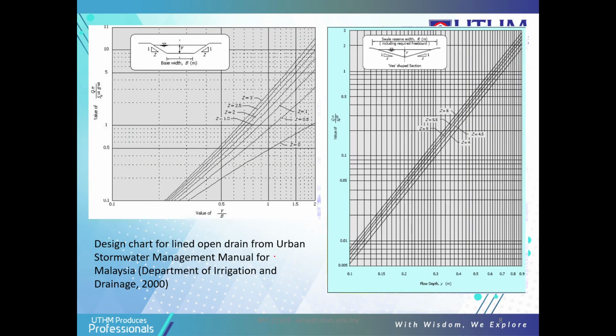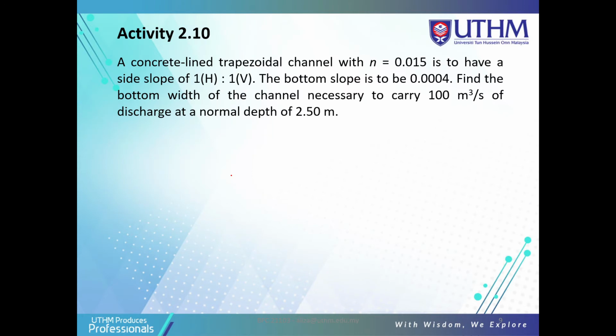Okay, so this is the design chart for lined open drain for urban stormwater. This is what JPS, the Department of Irrigation and Drainage, uses to design the open lined drain, the trapezoidal and the triangular. So this is the guideline, the design chart that they use. Okay, so look at Activity 2.8. They give you a concrete lined trapezoidal.